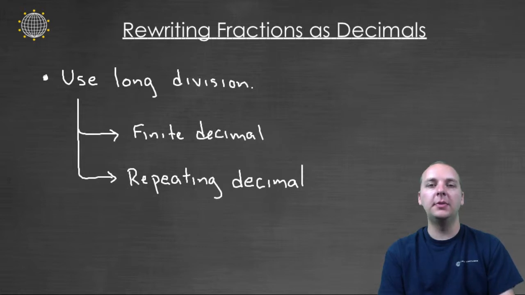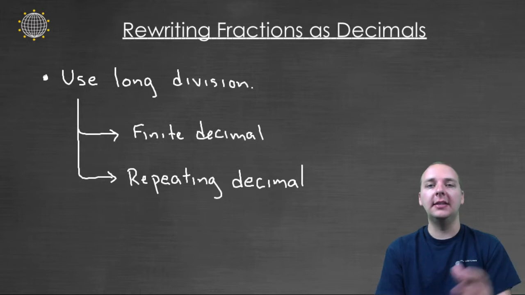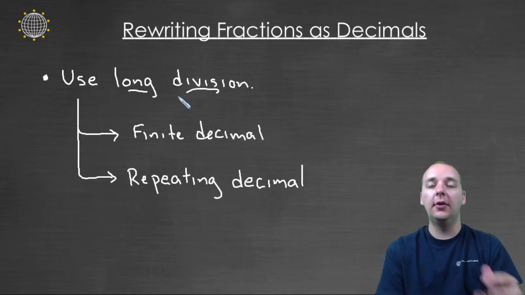In some algebra problems, it may be more convenient to work with decimals as opposed to working with fractions. So in this video here, let's talk about how we take a fraction and write that fraction as a decimal. If you have a fraction, what you're going to do to turn it into a decimal is use something called long division. You literally divide the numerator by the denominator. Now, when you do that, you're going to get one of two things happen.